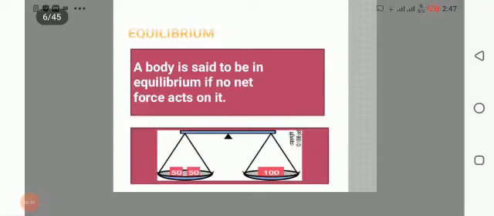First, what is equilibrium? A body is said to be in equilibrium if no net force acts on it. It means if a body has zero acceleration, then it is said to be in equilibrium.